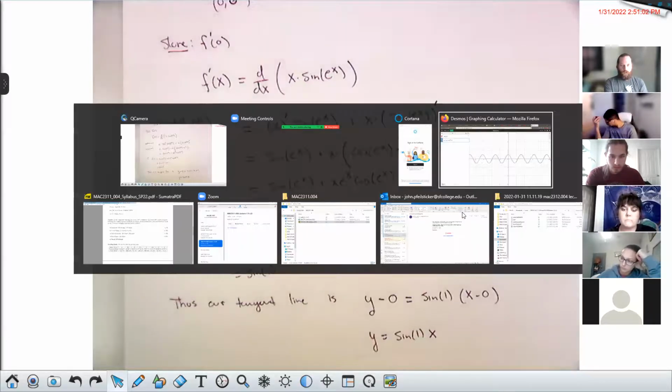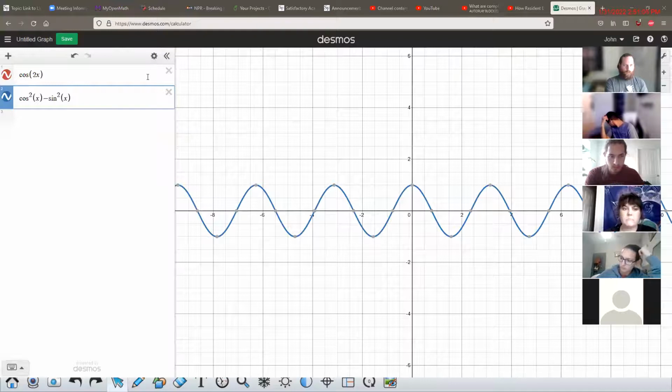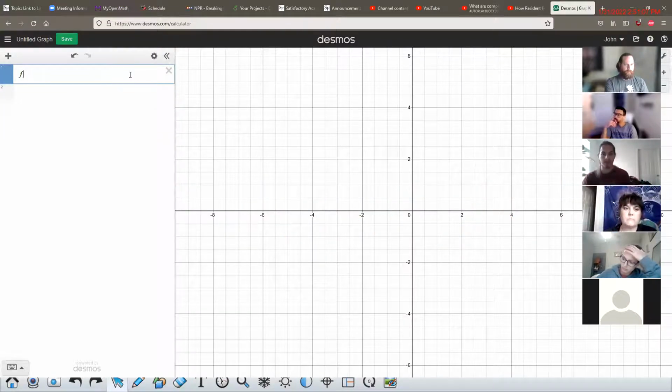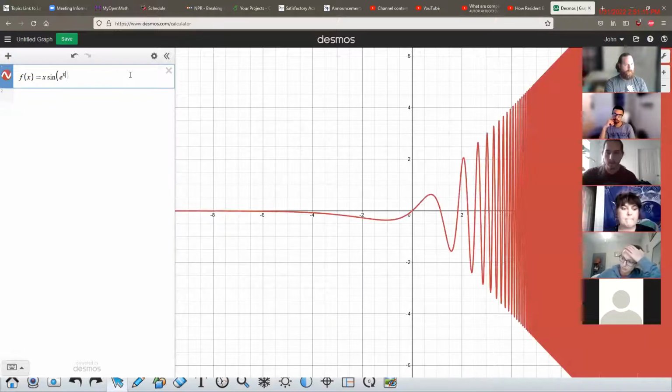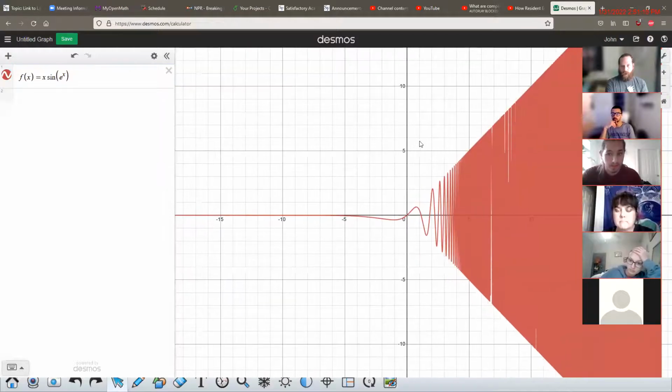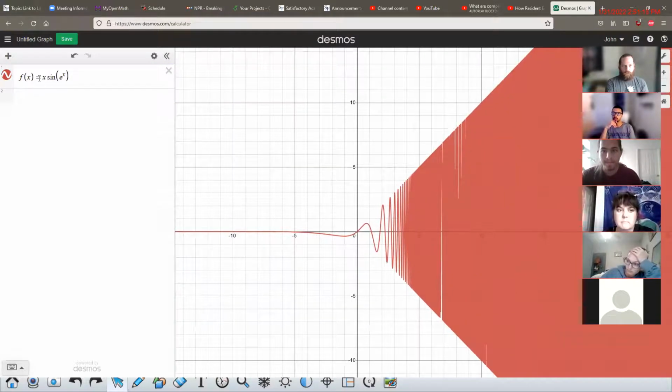Okay, let's take a quick look in Desmos. I think this is a fun, weird function to look at. So we had x times the sine of e to the x. Crazy stuff. So what's going on here?